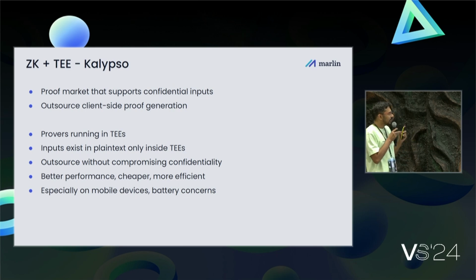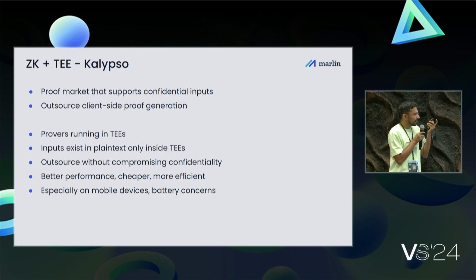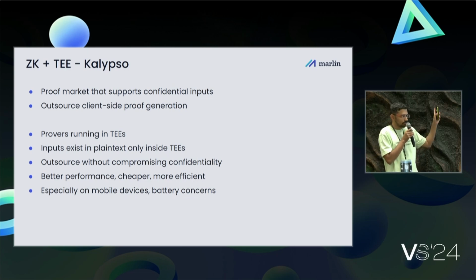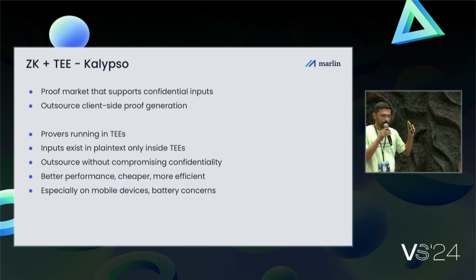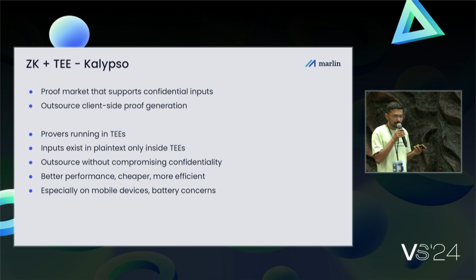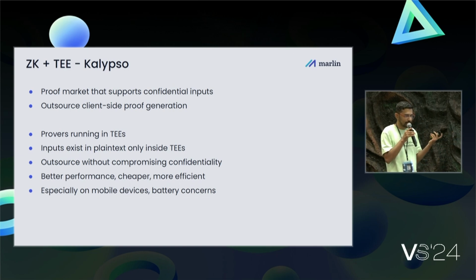Another one, a bit of a plug, is the stuff that we are building. It's Calypso. It's basically a proof market that supports confidential inputs, right? The reason we started building this out was to solve that exact problem, which is the outsourcing of client-side proof generation. We had a lot of wallet apps come to us and say, hey, proofs are taking way too long on mobile devices, on our consumer devices and all that. So yeah, we built this for that.